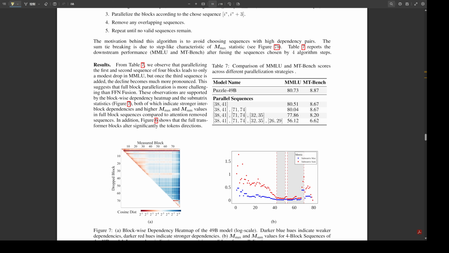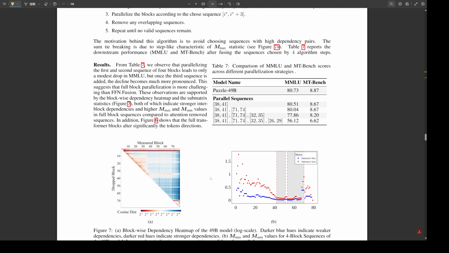But they did do some initial experiments, right? They did. They used their blockwise dependency analysis to identify groups of blocks that could potentially be parallelized. And did it work? Well, it's still early days, but their initial findings suggest that it's a lot more challenging than FFN Fusion. So FFN Fusion seems like the more promising avenue for now. For sure. But block parallelization is definitely something to keep an eye on.